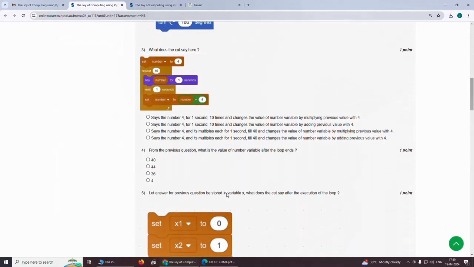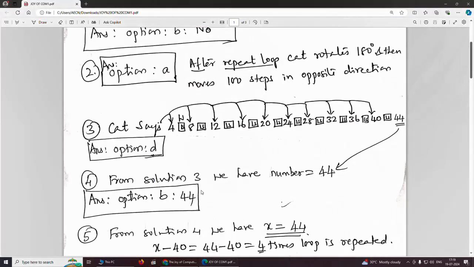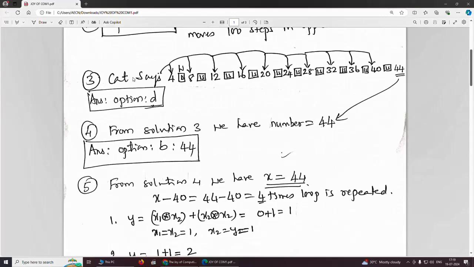Third question, what does the cat say here? We'll see the answer. So the cat says 4, waits 1 second, 8, waits 1 second, 12, waits 1 second, 16, waits 1 second, says 20, waits 1 second, says 24, waits 1 second, says 28, waits 1 second, says 32, waits 1 second, says 36, waits 1 second, then says 40 and then waits 1 second. But the final value will be 44. So the answer is option D.